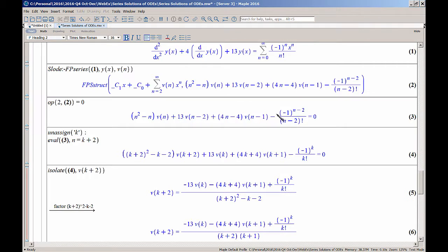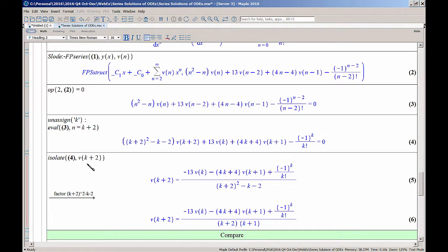So I go in here and I say, I want this series to start at 0 to be more familiar, so I'm going to let n be k plus 2. So I make the substitution, n is k plus 2. So this now reads v k plus 2. And so all of the n's are appropriately adjusted. And now I solve for v k plus 2. And I have this expression.